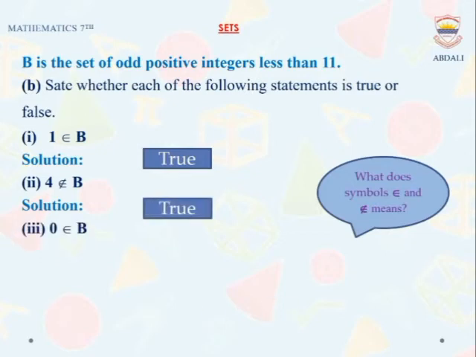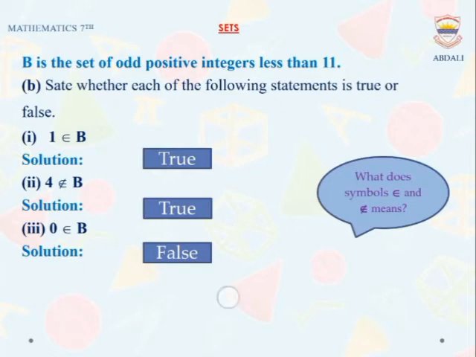The next part is 0 belongs to B. So again we will see our set which is 1, 3, 5, 7, 9. Does 0 belong to this set? No, 0 does not belong to this set, and they have written that 0 belongs to B. So this statement is false. Yes, 0 does not belong to set B. That's why this statement is false.